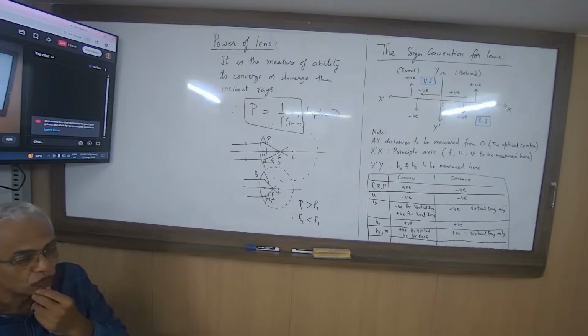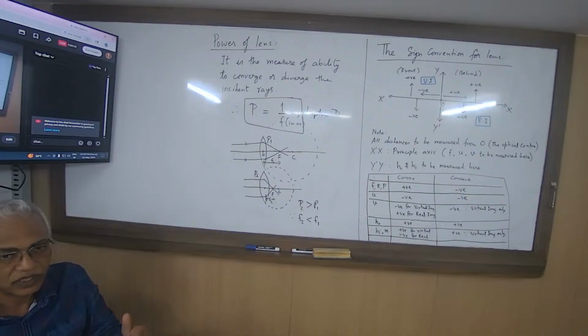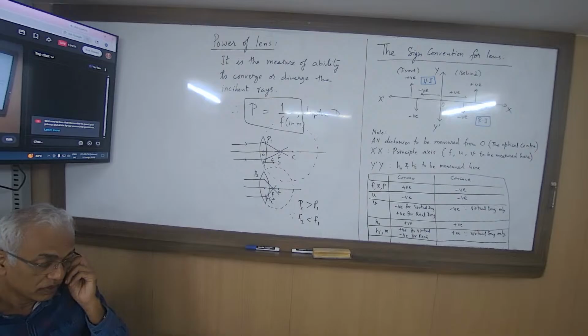Once we know that, we say the refractive index of the second medium with respect to the first is equal to sin i by sin r. No need to write again and again. We have done this in theory.